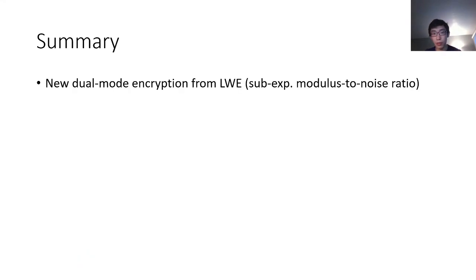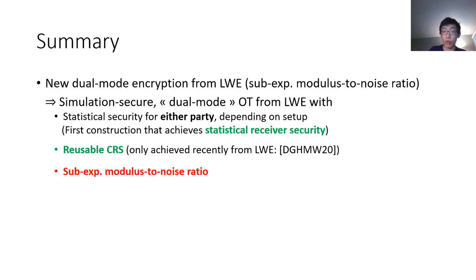Overall, what we give is a new construction of dual mode encryption from LWE, albeit with sub-exponential modulus ratio, and that directly gives a dual mode OT that can achieve statistical receiver security if set in the appropriate mode. As far as I know, that's the first scheme that achieves that, and where the CRS is reusable. But again, this is at the cost of using a larger Q, so this is slightly less efficient, and we have to rely on a stronger assumption.